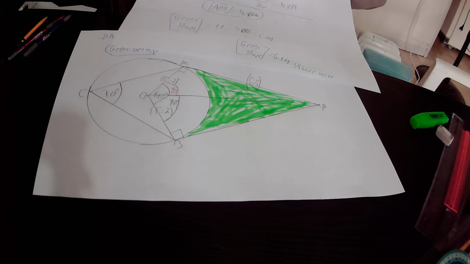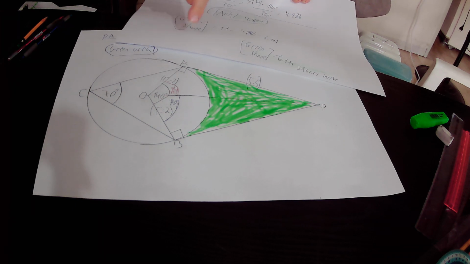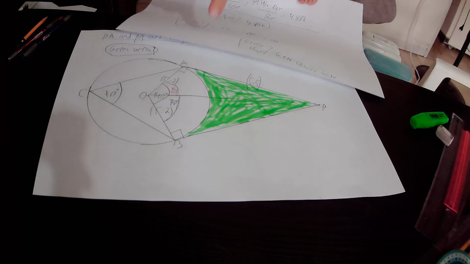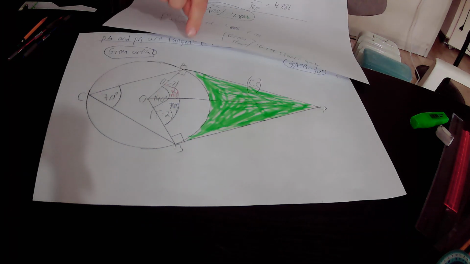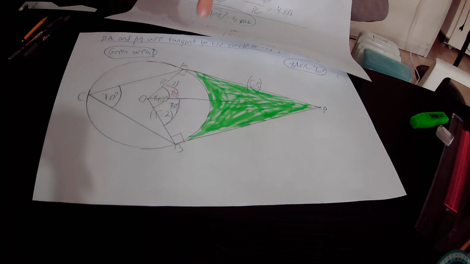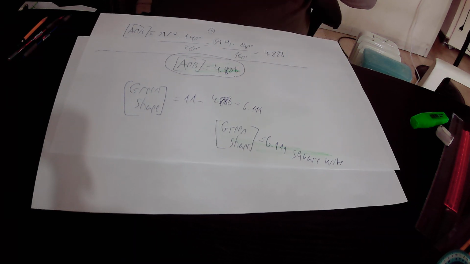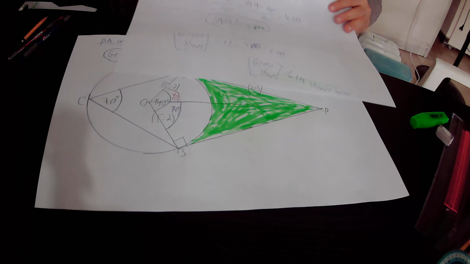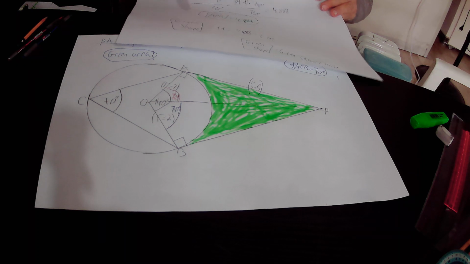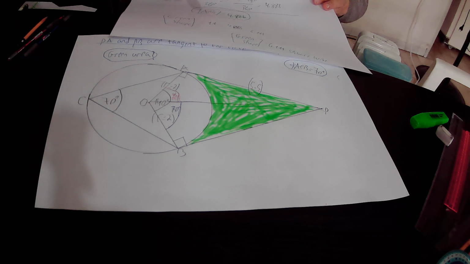So the area of the green shape in total equals the area of quadrilateral AOBP, that is 11 square units, minus the area of this sector AOB, that is 4.888 square units. And 11 minus 4.888 is 6.111. In conclusion, we found out that the area of this green shape equals 6.111 square units.